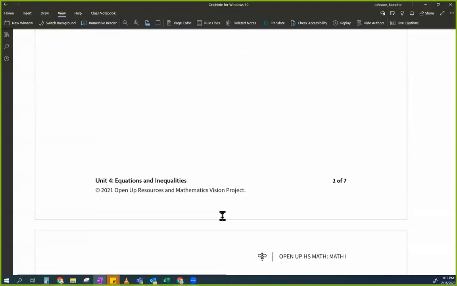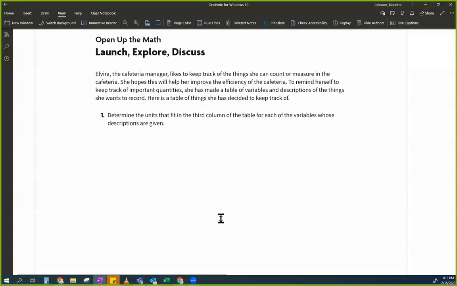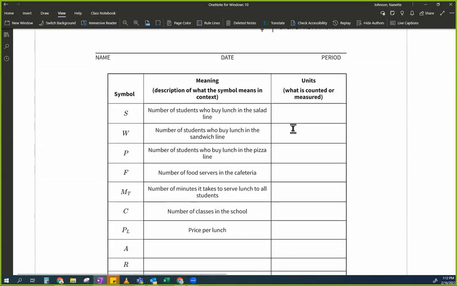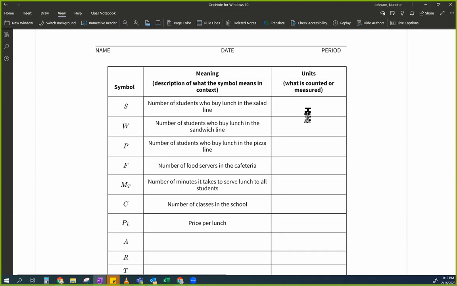Let's see. We already read this part, I think. Determine the units that fit in the third column of the table for each of the variables whose descriptions are given. So right now, I want you to take 2 seconds to help me figure this out. What are we measuring with S, which is the number of students who buy lunch in the salad line? What would we measure there? If you put the number 7 here, it'd be 7 what? That's your job right now.